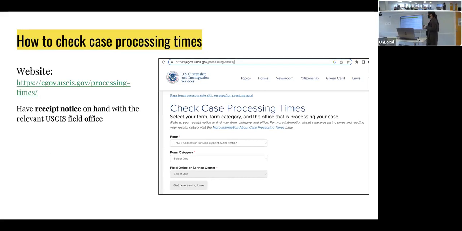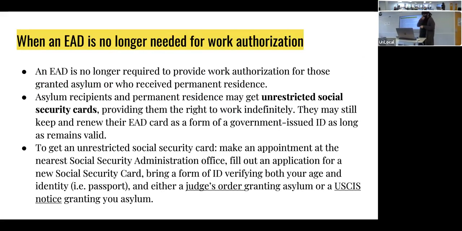Okay, so now we're going to go over when you no longer need the work permit. You're no longer going to need a work permit if you either receive a green card or if you are granted asylum. Asylum recipients and green card recipients get what's called an unrestricted Social Security card, and that's going to provide them the right to work indefinitely without needing to renew work permits. If you have your work permit at this point and it's not expired, you can by all means keep it and use it as a form of government-issued ID.